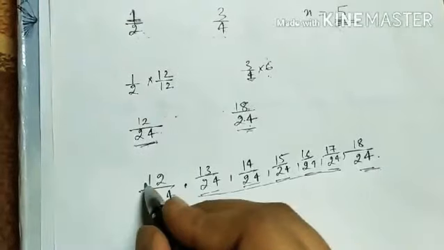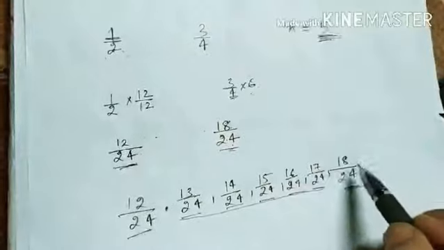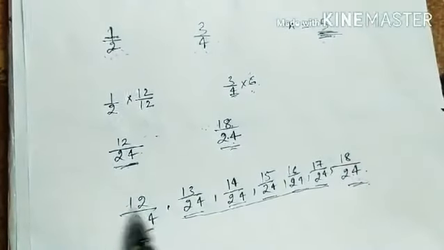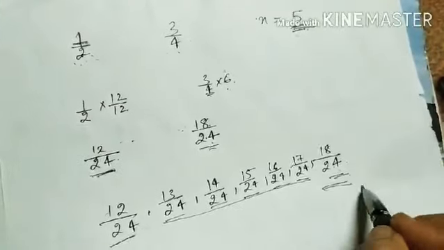That is, 12 by 24 is 1 by 2 only. And 18 by 24 is 3 by 4. You can see that 6 3s are 18, 6 4s are 24. And 12 is 12, 12 2s are 24. Understood? So I hope this method is also clear to you.